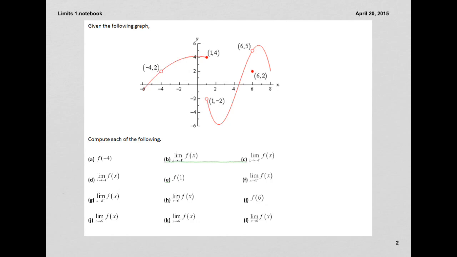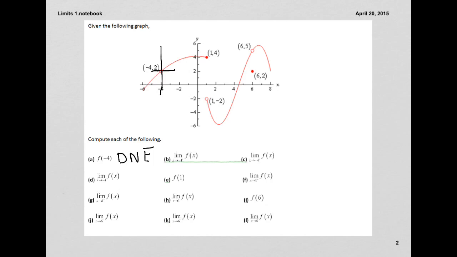Okay, our first one is f of negative 4. Well, at f of negative 4, we're talking about right here. We notice as it goes through the function, which would be right here, there's an open circle. So f of negative 4 does not exist. There is no value there.